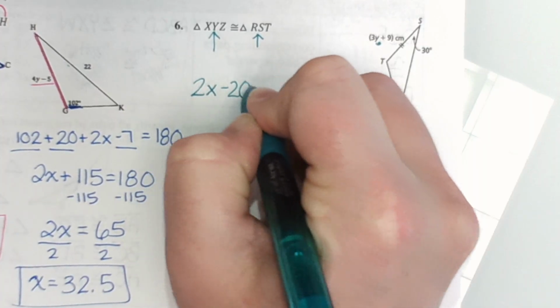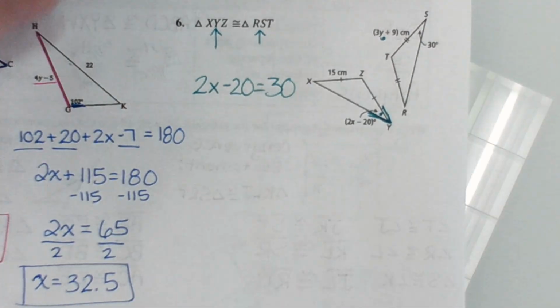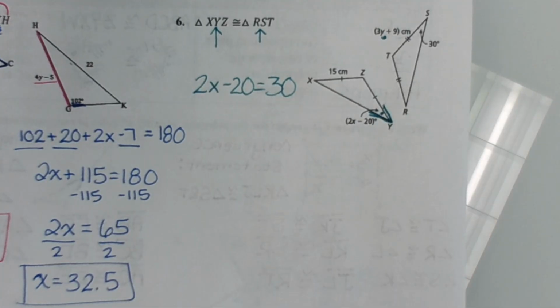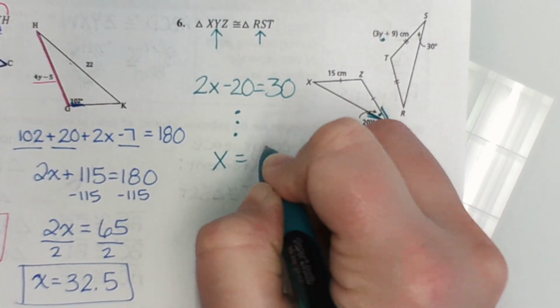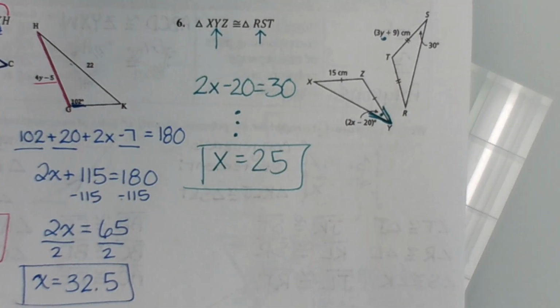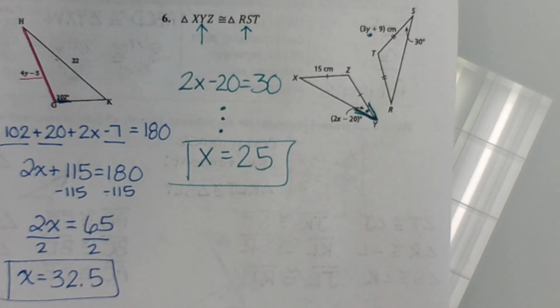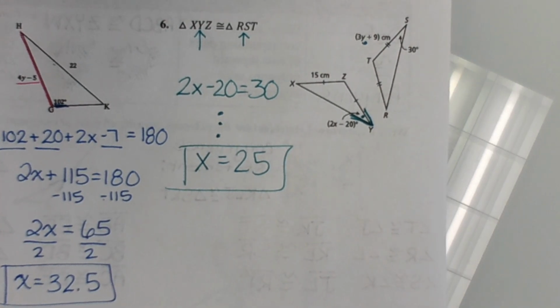2x minus 20 is equal to 30. Do y'all trust my solving skills? If not, you can solve it on your own. In the meantime, X is 25. That's wrong. It's not wrong. Don't get me wrong, I screw up sometimes, but that one's not wrong. Okay?